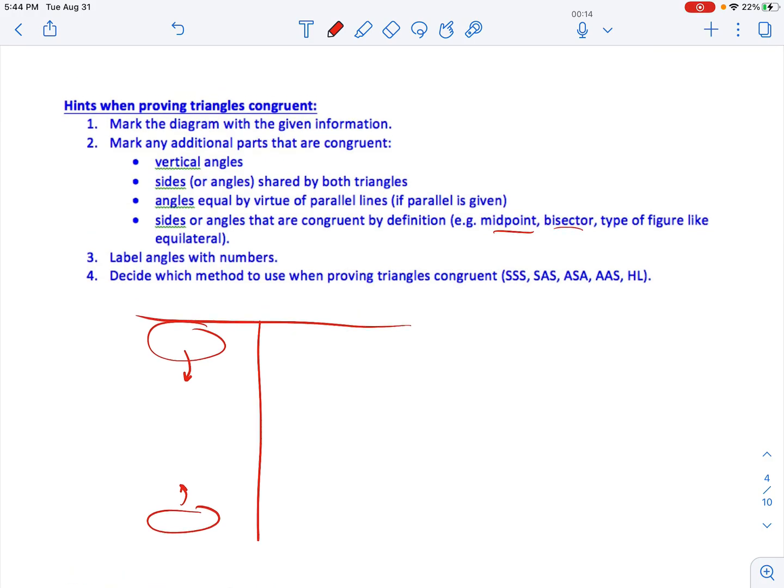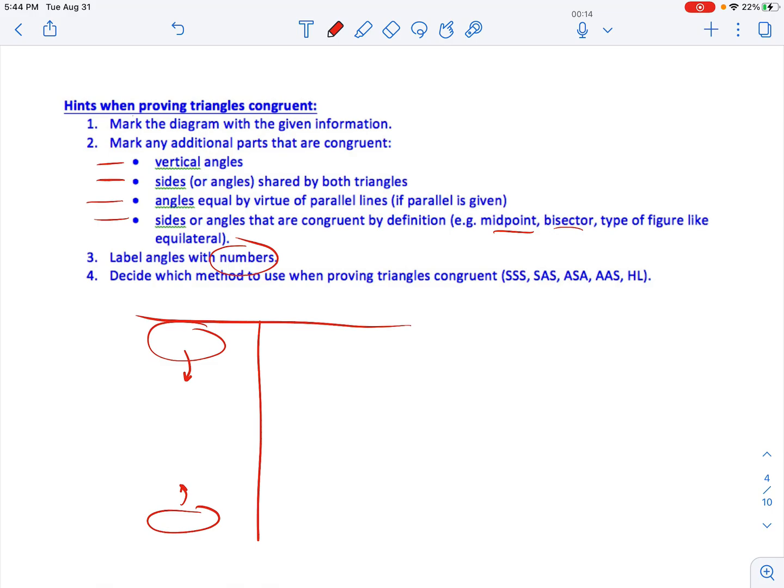So yeah, this is just some hints. Don't forget about vertical angles. Don't forget about reflexive kind of things. Don't forget about all the fun rule stuff. And of course, this stuff I just talked about with midpoints or bisectors. This is a nice hint to remember to label angles with numbers, just because they're easier for everyone to follow if you do that. Hopefully they're already numbered in the diagram, but if not, there you go.